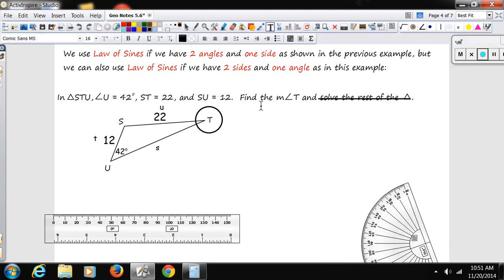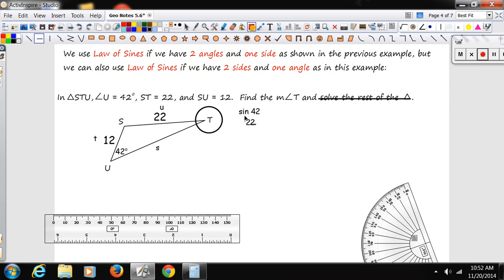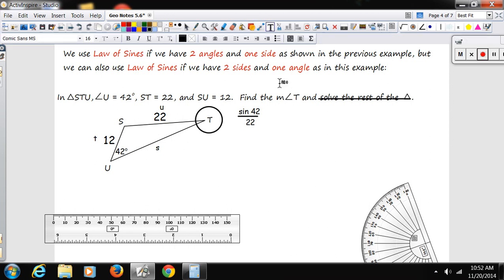For which two letters do I have both values? U. So I have to put sine of U, which is sine of 42, over the little u, which is 22. That has to be one of our proportions because it has both values. What has to be the other fraction? We've got to use the T's, right? So do I know angle T? No, that's what I'm trying to find out. So sine of T, and what I do know is the bottom is 12.